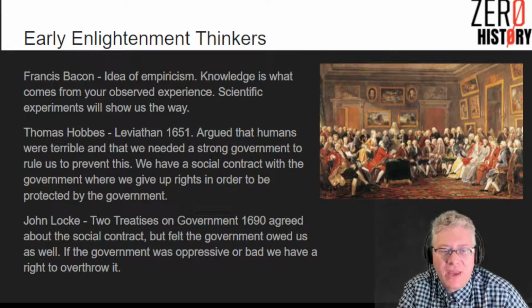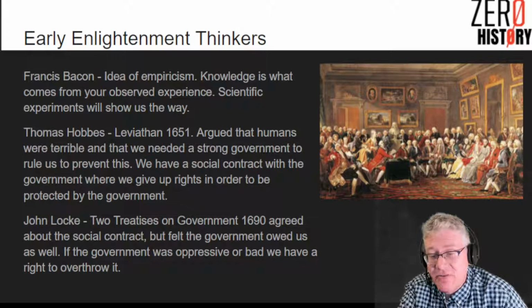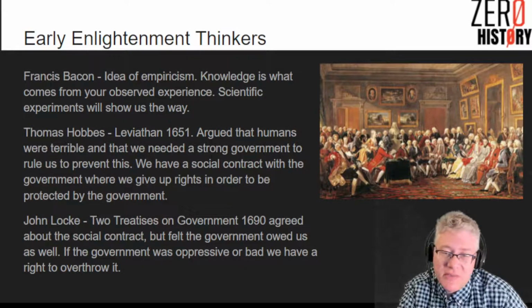On the other hand, then we have John Locke. He writes this book called Two Treatises on Government, 1690. He agrees about the concept of the social contract, but felt that the government owed us as well. So it's not just the powerful government, it's also the other side. He is the guy that comes up with this concept that if the government is sort of oppressive or bad, we do have a right to overthrow it. So if you have a really super oppressive government, like communist Russia or something, then you are well within your Enlightenment rights to try to overthrow it.